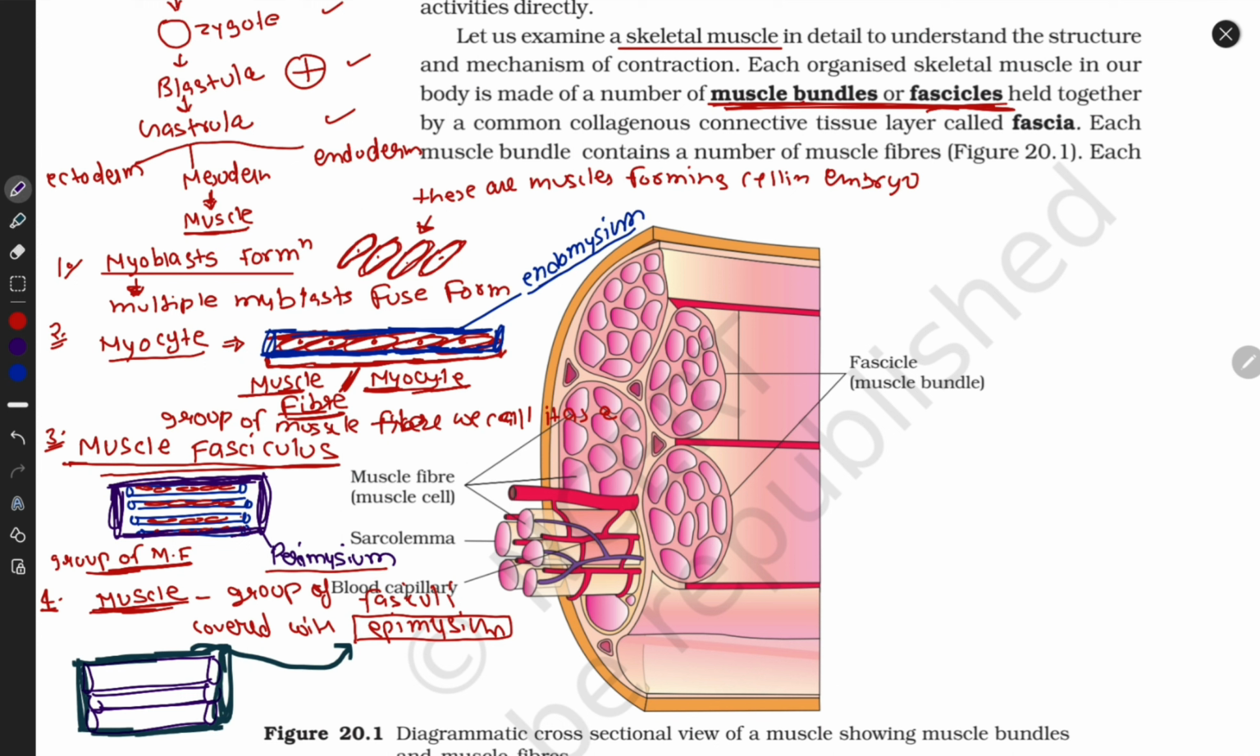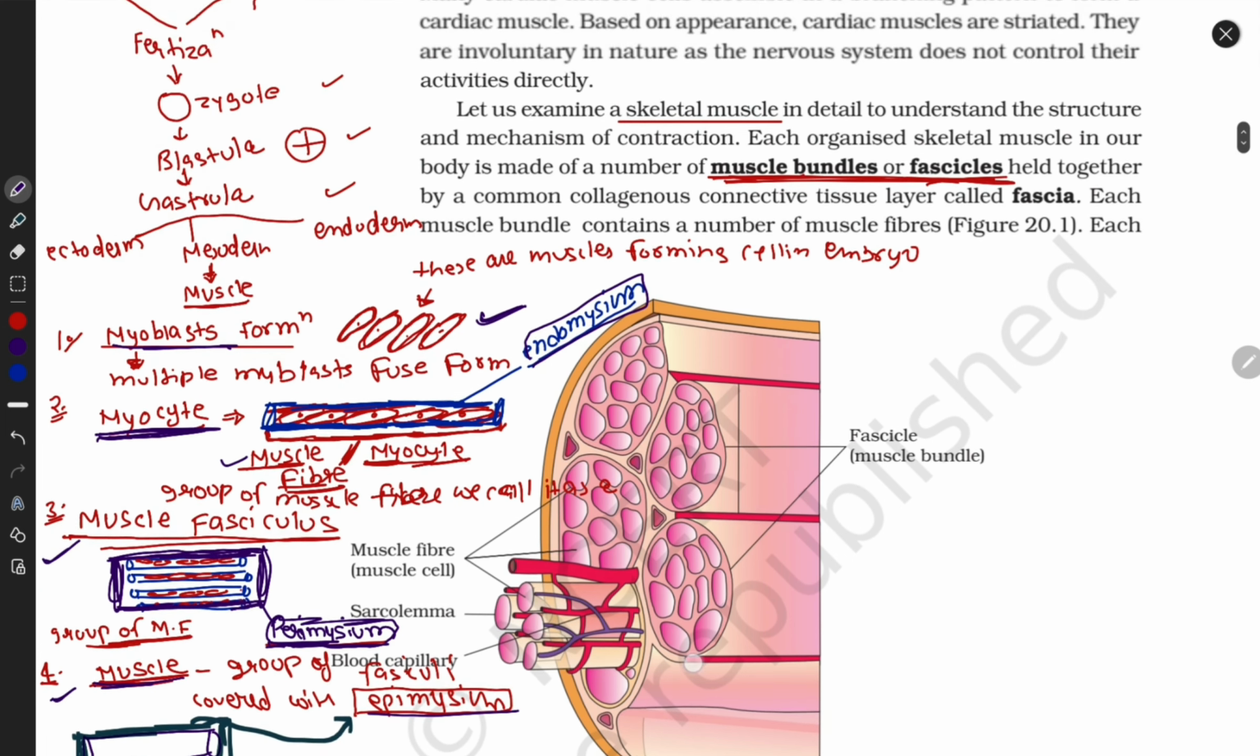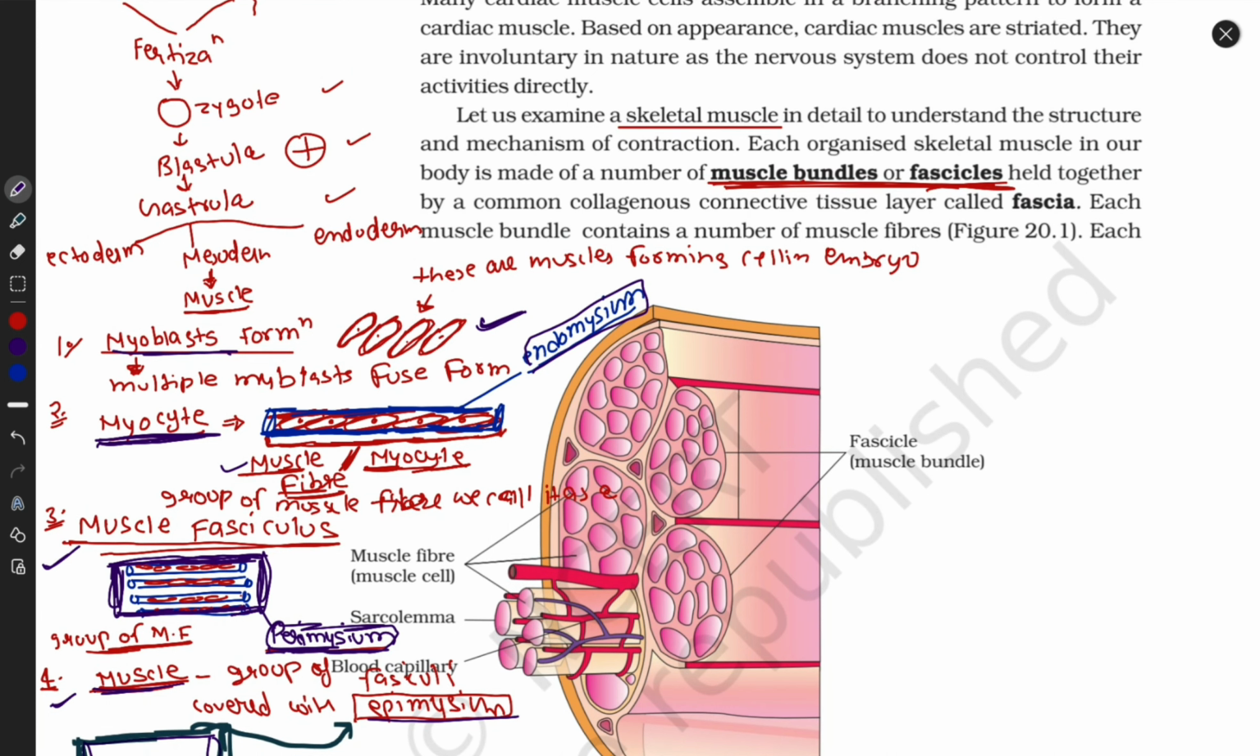Now I hope you all understand this. Myoblast cells aggregate and fuse together to form myocytes. A group of myoblasts arranged in order we call a muscle fiber. A group of muscle fibers we call muscle fasciculi. A group of muscle fasciculi we call a muscle. And these are their coverings. The covering of a myocyte is the endomysium. The covering of muscle fasciculi is the perimysium. And the covering of the muscle is the epimysium. That's the detail of the development of skeletal muscle, guys.